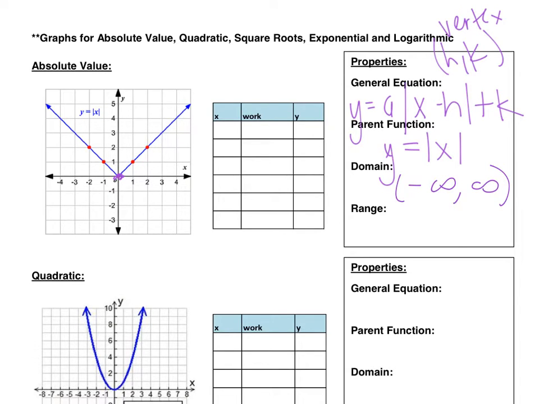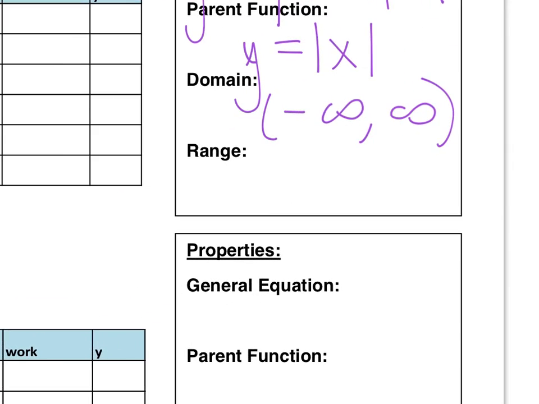Okay. The domain for an absolute value function is always negative infinity to infinity. No matter what, there's nothing that we can't plug into an absolute value function. Okay. And then for the range, if a is greater than 0, meaning your graph is opening up, then it starts at the k value of the vertex and goes to positive infinity.